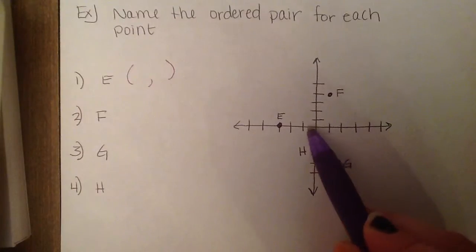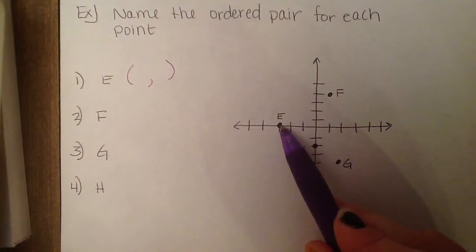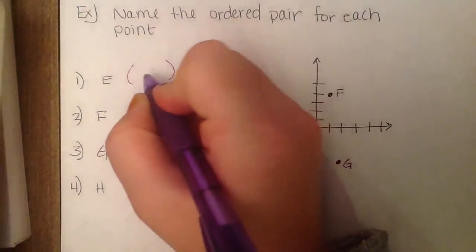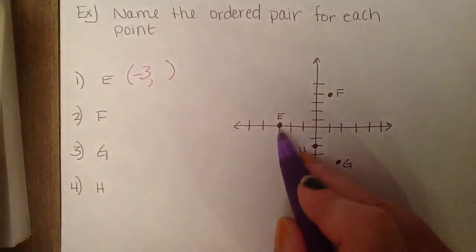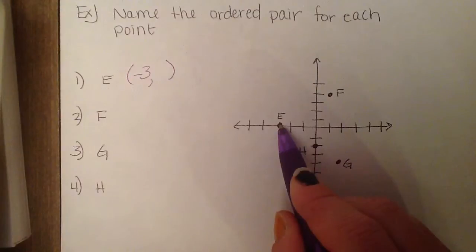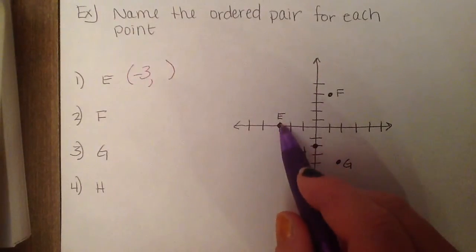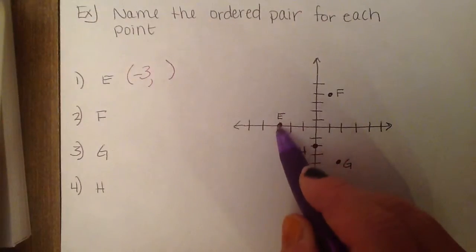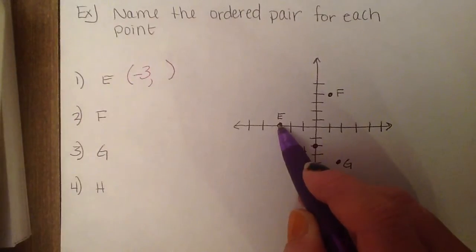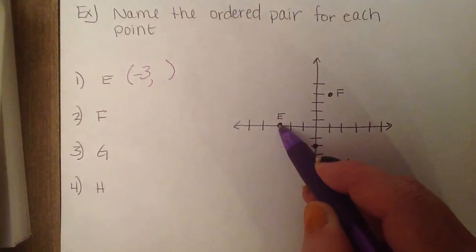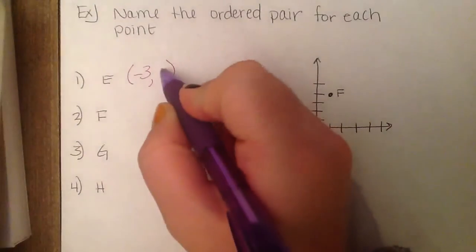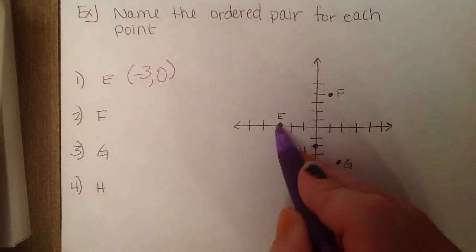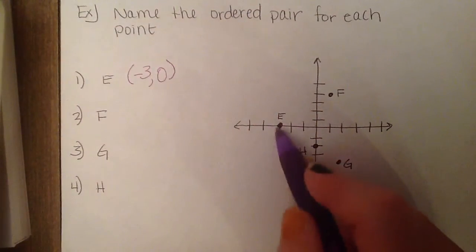Left. And how many spaces? 3 left. So is that a +3 or a -3? -3. Now from here, my next number tells me how many I move up or down. How many did I move up or how many did I move down? We actually did not move up or down at all to get to E. So, since I moved no spaces up and no spaces down, it is a 0. I move -3 to the left, 0 up or down.